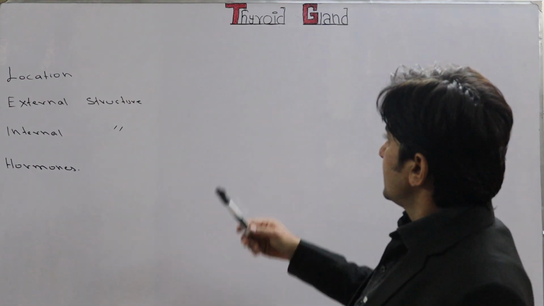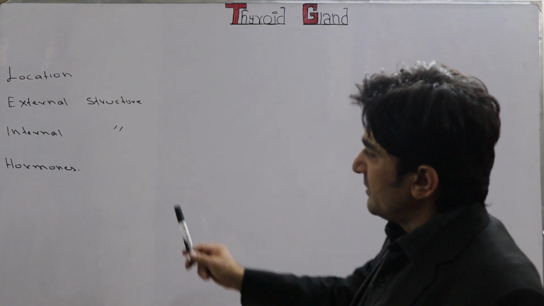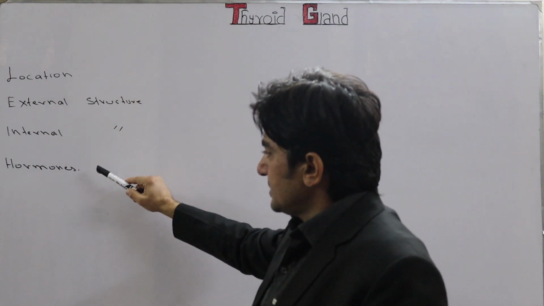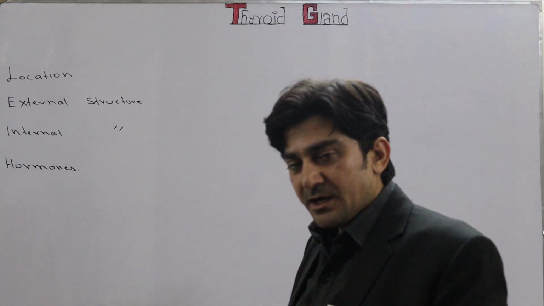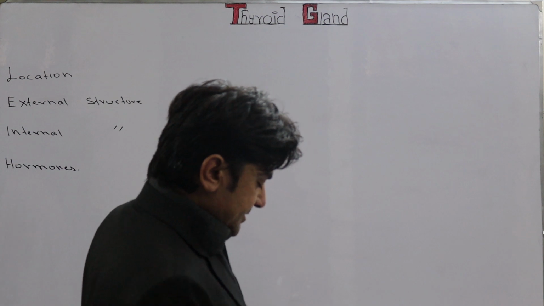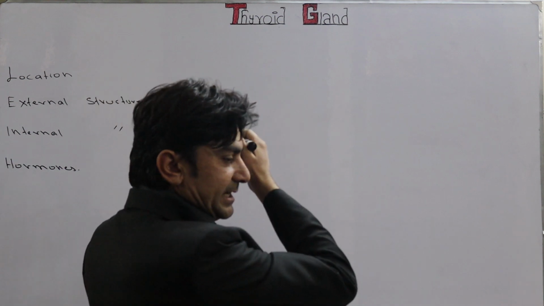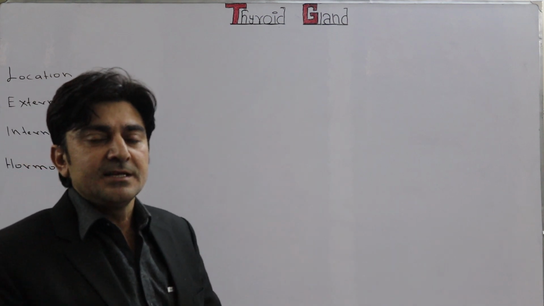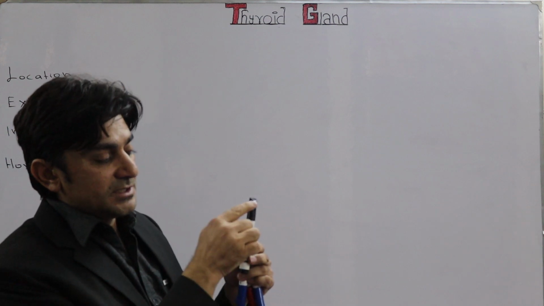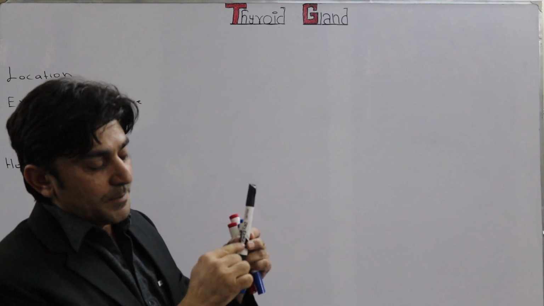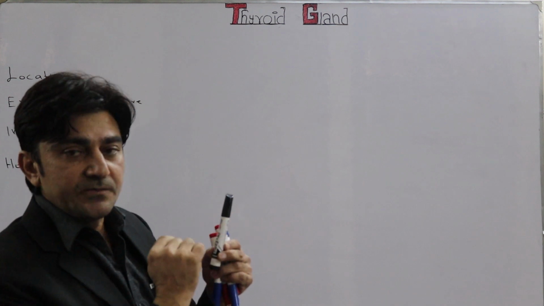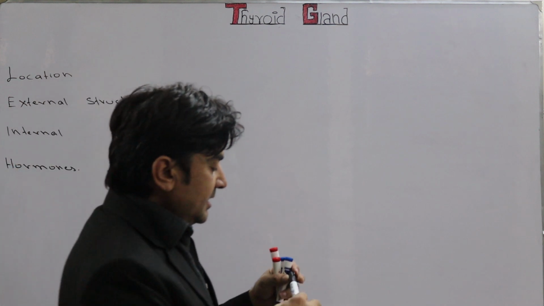In this lecture, I will talk about thyroid gland. I will discuss briefly its location, external structure, internal structure, and its hormones. So, thyroid gland, it is located below the larynx or inferior to the larynx. This is the larynx, and below the larynx is trachea. Let's suppose this is the larynx and this is the trachea. So it is present below the larynx, or you may say it is inferior to the larynx.